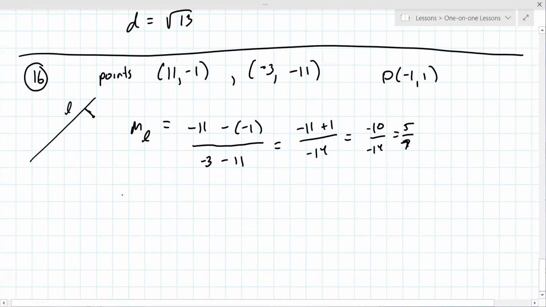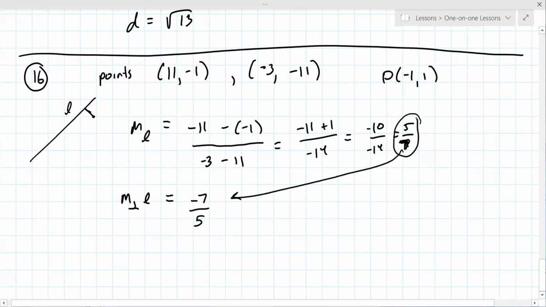What is the perpendicular slope to that? You get it from here, it's the opposite reciprocal. So it's negative 7 over 5. And it's good to right away take this one and write the equation of it. So I'm going to go with this first ordered pair here. So it's y minus a minus 1 equals 5/7 times x minus 11. So that's y plus 1 equals 5/7 times x minus 11.